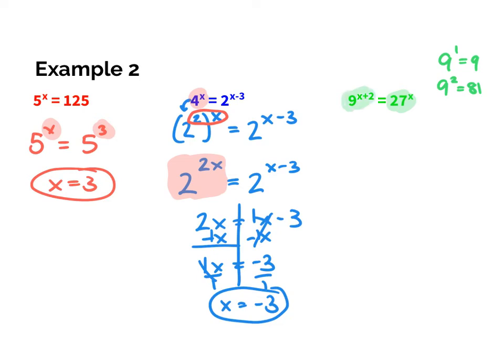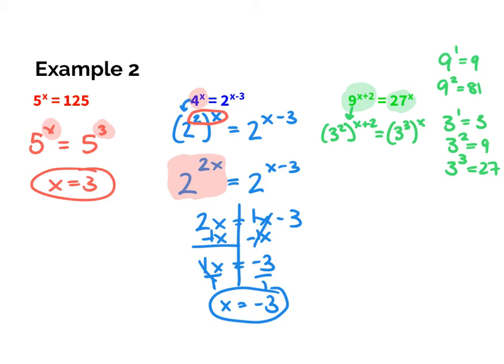But here's what I want to see if you guys can recognize. That 9 and 27 do have a common base, and that is the number 3. I know that 3 to the first power is 3, but 3 to the second power is 9, and 3 to the third power is 27. Whoa, so what I can do in this problem is instead of changing one of the bases, I can change both. I'm going to change this 9 to 3 to the second power, and keep its exponent already, x plus 2, and I'm going to change 27 to 3 to the third power, and again keep its exponent that's already there as x.